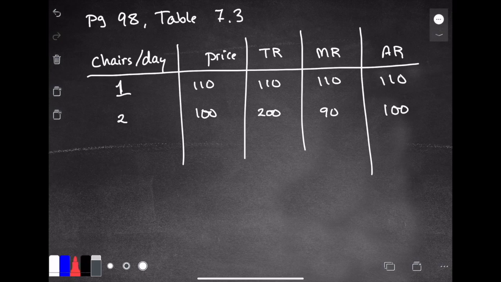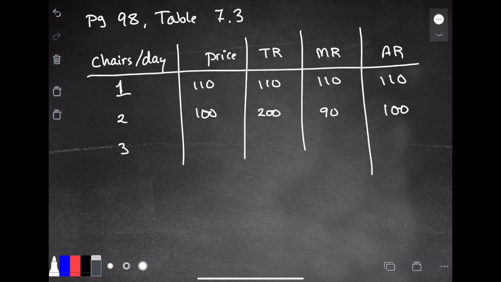Now this part here usually causes some difficulties, because I sold the second chair for $100, but my revenue only went up by 90. And why is that? Well, the reason is because if you're going to sell 2 chairs at $100 a piece, that means you're losing $10 on the first chair. You used to sell that chair for $110, and you're now selling it for $100. That's a $10 difference, and so that accounts for the $10 difference between the marginal revenue and the price.